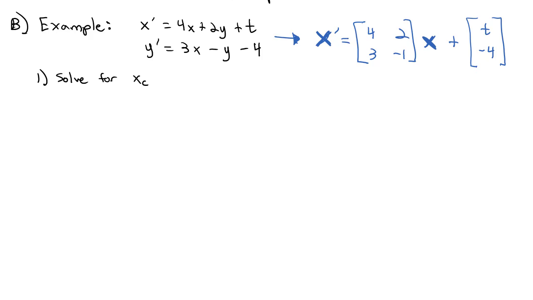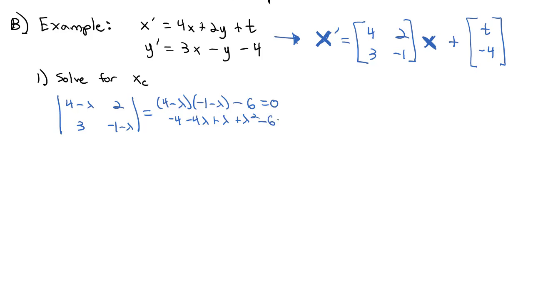Well, this is what we've been doing in our prior videos. We use the eigenvalue method, 4 minus lambda, 2, 3, -1 minus lambda, which means we have 4 minus lambda times -1 minus lambda, minus 2 times 3 is 6, equals 0, which means we've got -4 minus 4 lambda plus lambda squared minus 6 equals 0, which is lambda squared minus 3 lambda minus 10 equals 0, which means we've got lambda minus 5 times lambda plus 2 equals 0, and lambda is equal to 5 and -2.